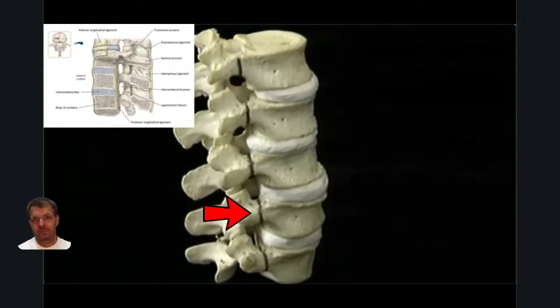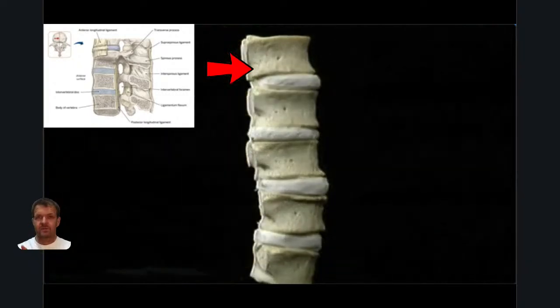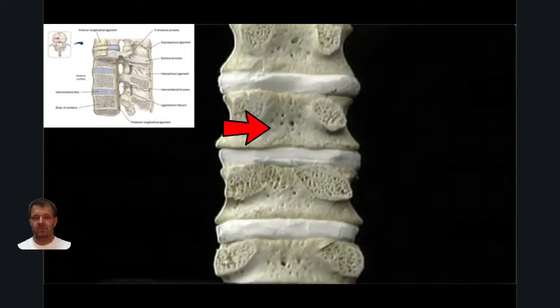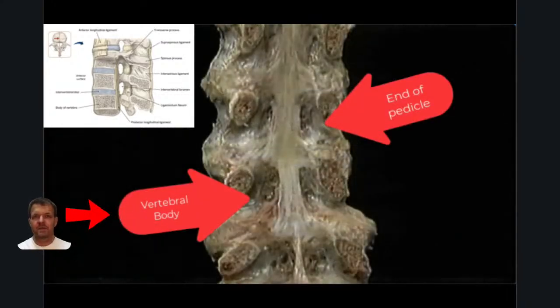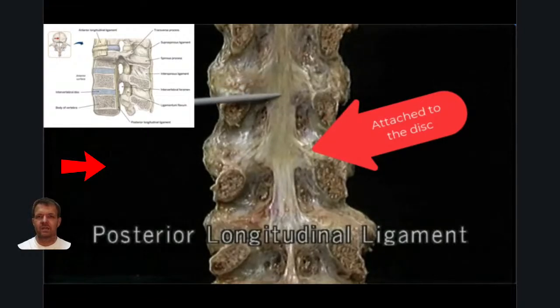So we're going to cut through these pedicles again. I'm going to take those off. There we go. And now we can see the back of the spine, so the vertebral bodies. And then there's your posterior longitudinal ligament. Okay, so can you see here that we've got a strand all the way down the center? So these are the pedicles.